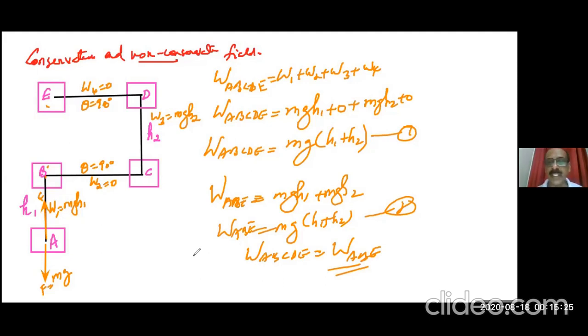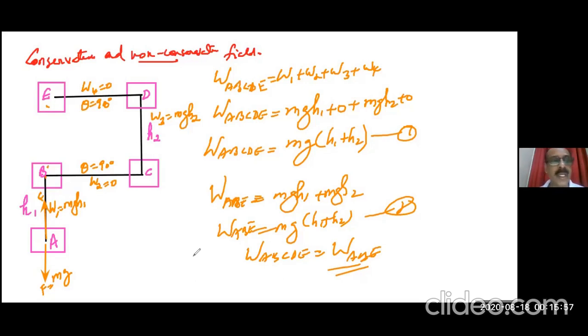So have you written the definition for conservative field? No. Right. Conservative field is a field in which work done is independent of the path, and energy is conserved.